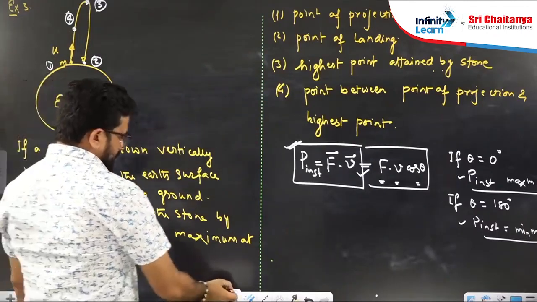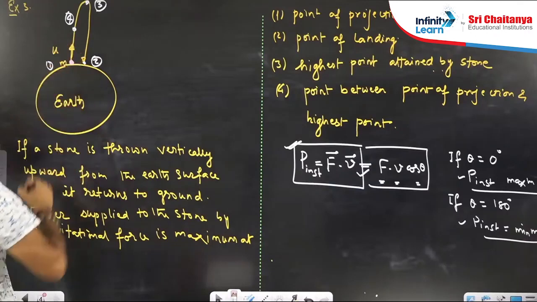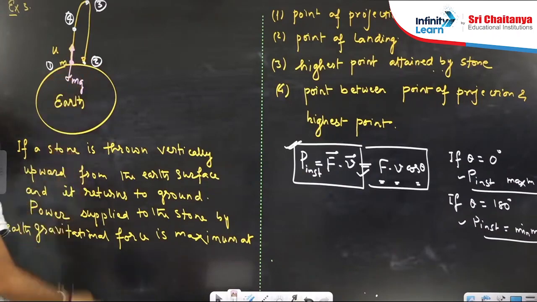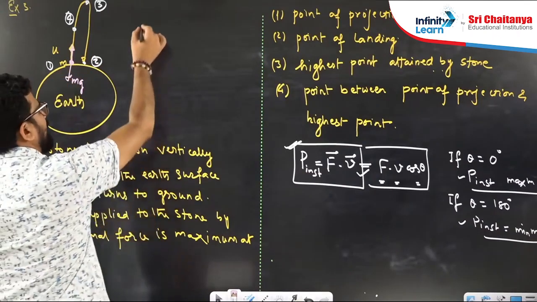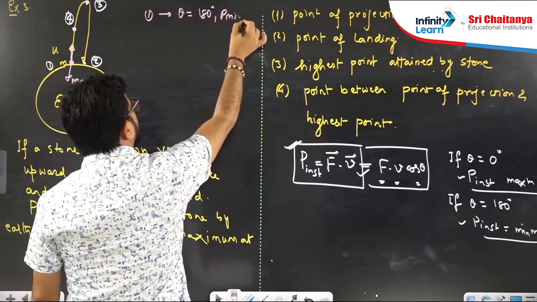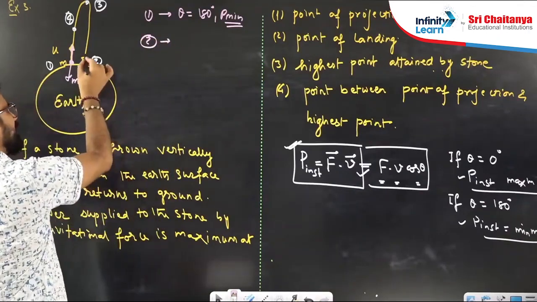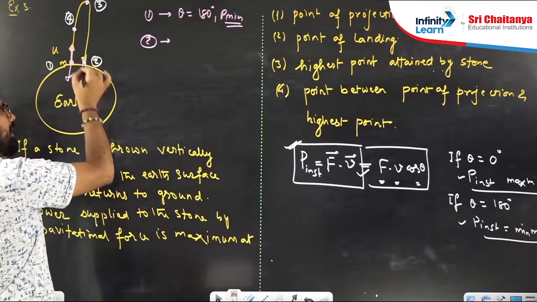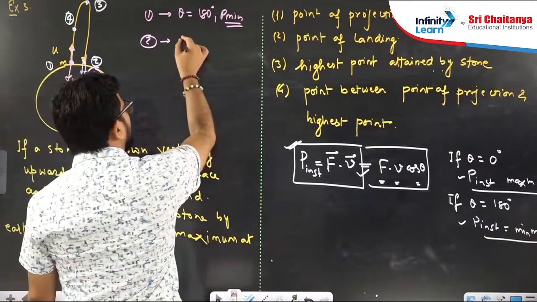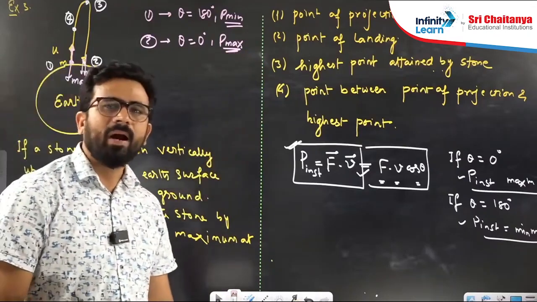Now check at one point, point 1. You will see the velocity is in upward direction and mg is downward. What is the angle between the velocity and mg? 180 degree. At this point theta is equal to 180 degree, then power would be minimum. Understood? Now come to the next part. At the second point, what is the velocity? Velocity is also downward and mg is also downward. That means the angle between them is 0 degree, theta is equal to 0 degree. That means power is minimum or maximum? Please tell. The power is maximum.